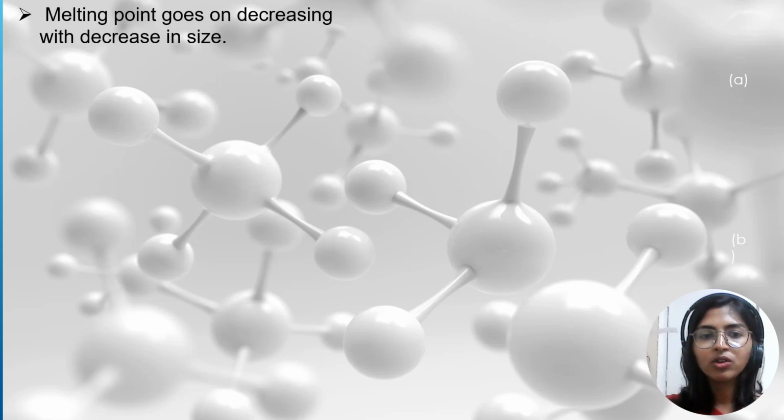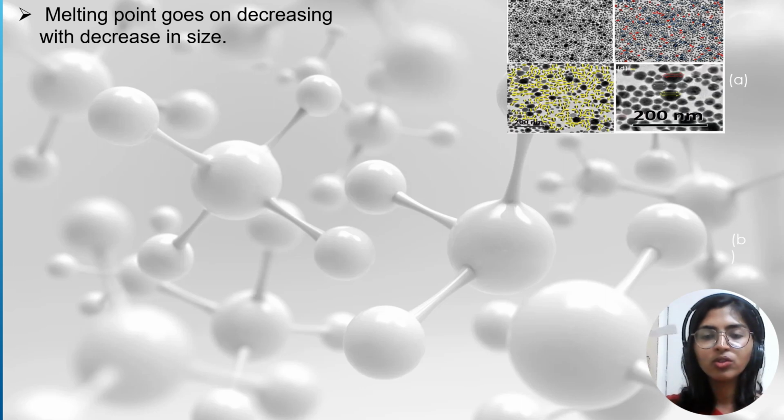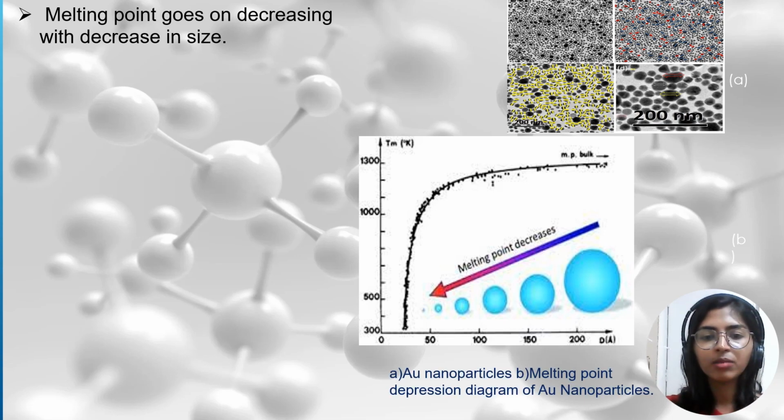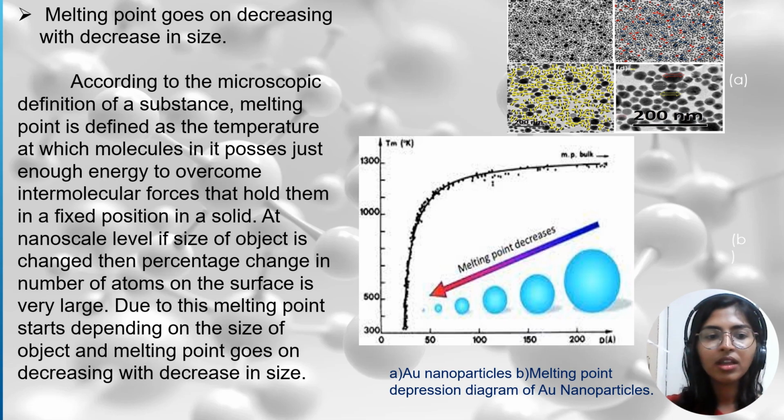The melting point goes on decreasing with decrease in size. The picture here shows gold nanoparticles of various sizes. The graph shows how melting point decreases with a decrease in gold nanoparticle size. It is a melting point depression diagram of gold nanoparticles.